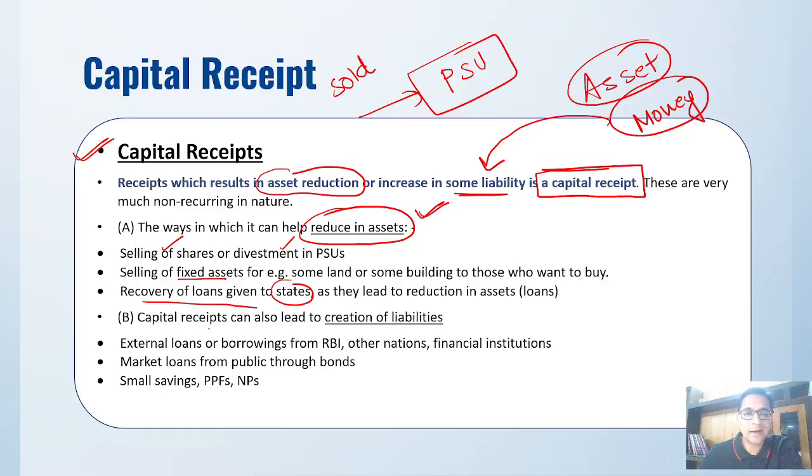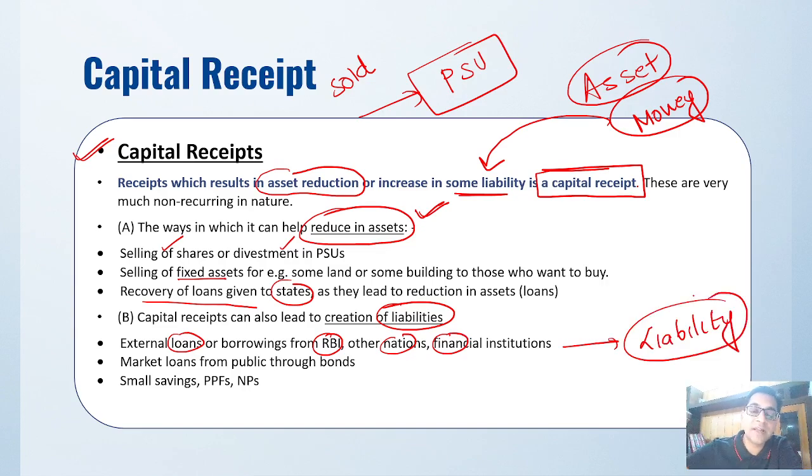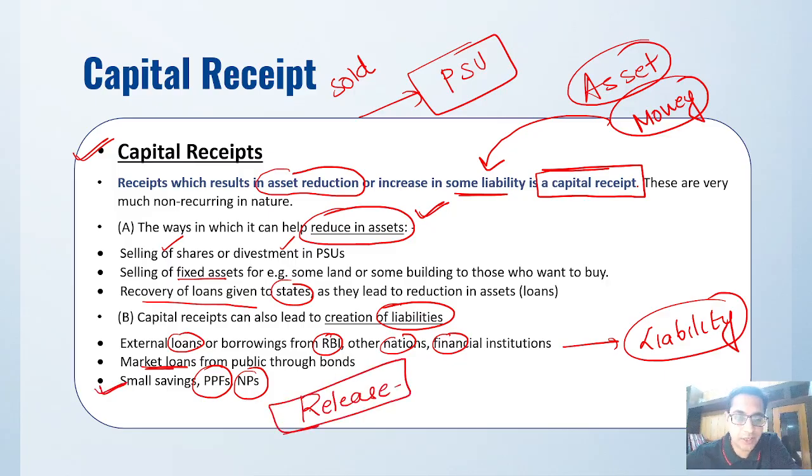Now, capital receipts also create liabilities. When you are borrowing money from the outside world, from the RBI, from a financial institution, it creates a liability, because you have to pay interest along with the principal amount. If you have taken a market loan, or you are running a public provident fund or national pension scheme, those are again liabilities, because you have released these bonds and schemes and you have to pay back that money after a certain time. That means a liability is getting created.